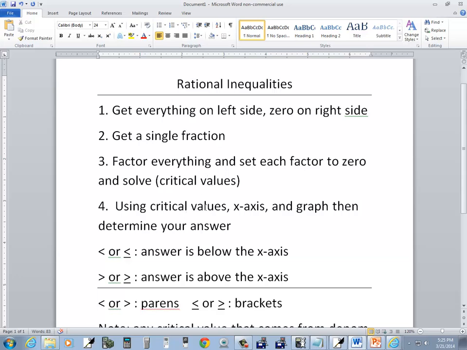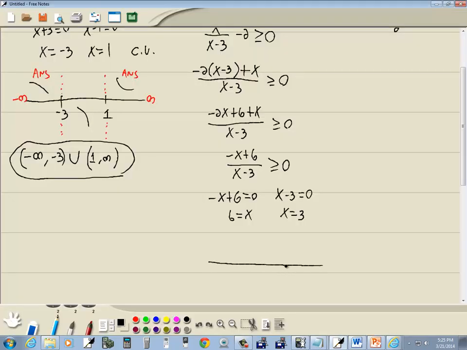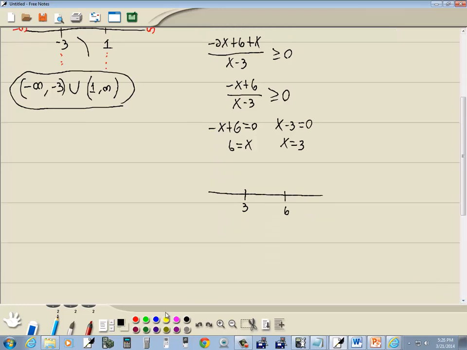Step 4. Using the critical values, x-axis, and graph, determine your answer. Okay, so we got 3, and we also got 6 here. Now remember, these split them up into intervals. So there's an interval, and here's another break. Clear over here is negative infinity. Clear over here is positive infinity. This first interval goes from negative infinity to 3. This one goes from 3 to 6, and this one goes from 6 to positive infinity.